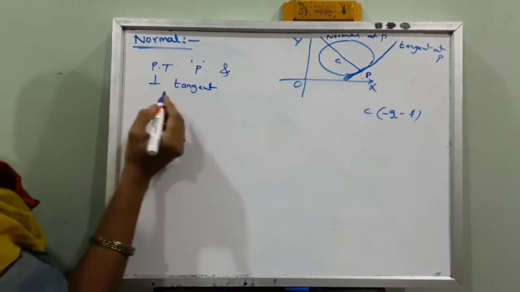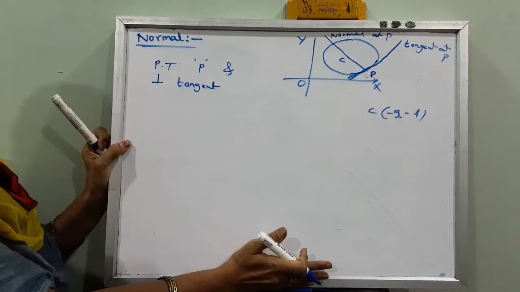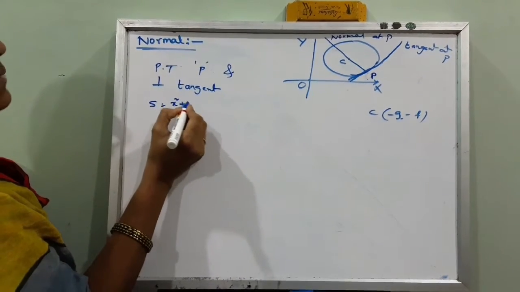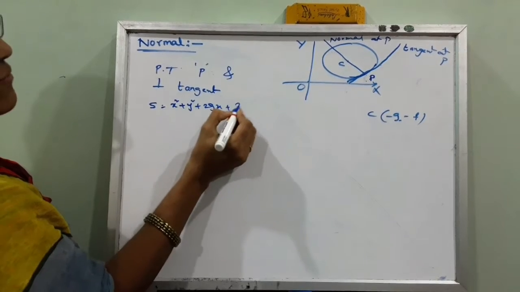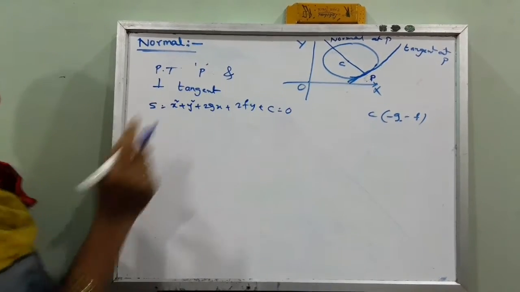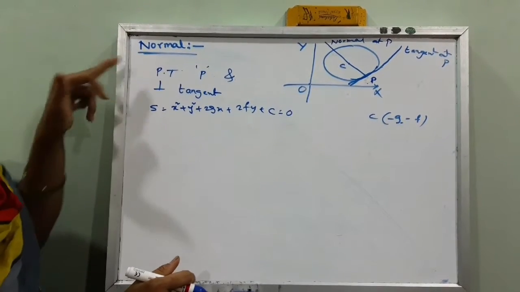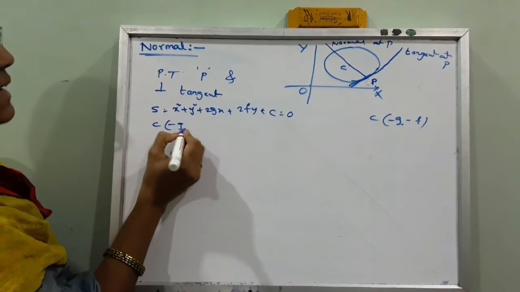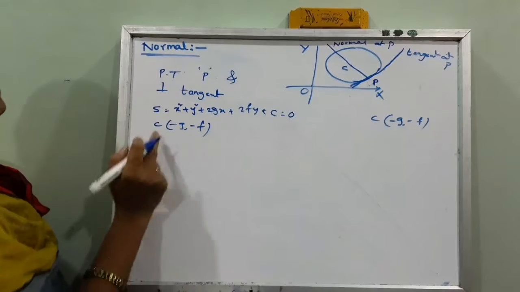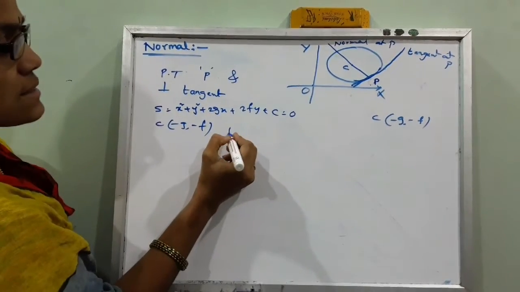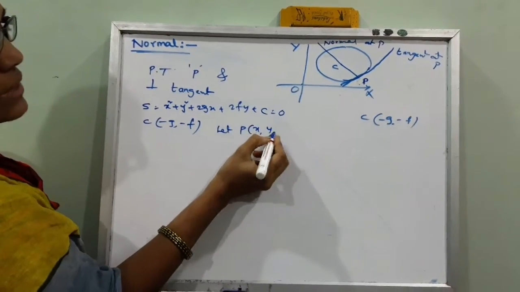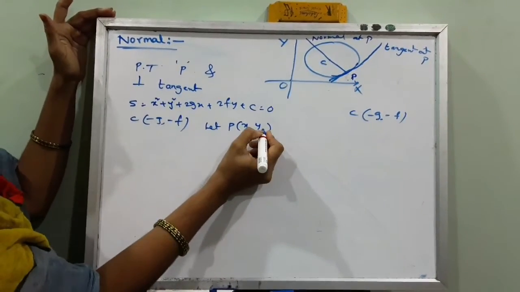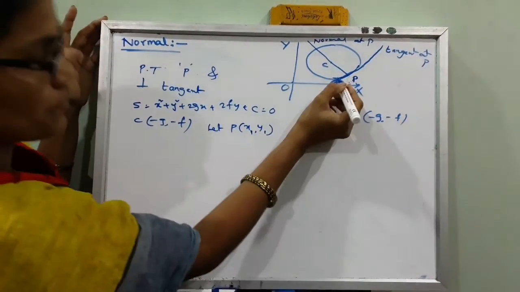Now the general equation of a circle is x square plus y square plus 2gx plus 2fy plus c is equal to 0. Now here we have to find the equation of the normal. Here, the center is minus g comma minus f. Let P(x1, y1) be any point on the circle.